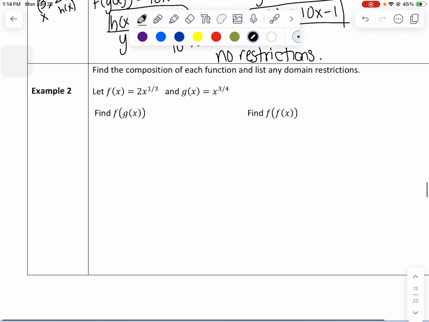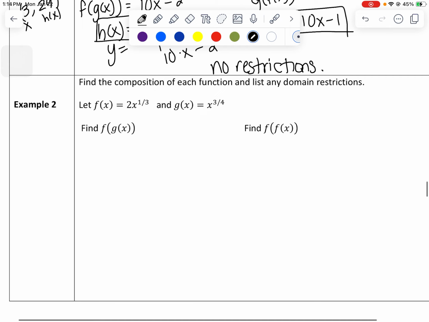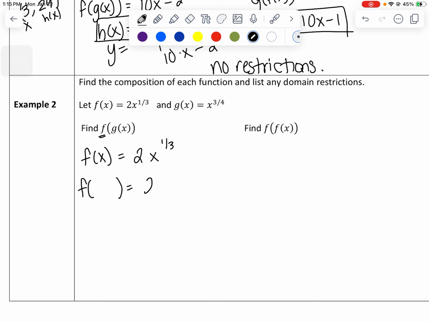Let's try composition with exponential, or our rational functions that we've been working with. So here are two functions. We have f of x equals 2x to the 1/3, and g of x is x to the 3/4. First, I want f composed of g of x. So f is our outside function, so we're going to start with f of x, and f of x is equal to 2x to the 1/3. Then we're going to replace our input, so our x, with our g of x spot. So where we had our x before is going to be our g of x function now.